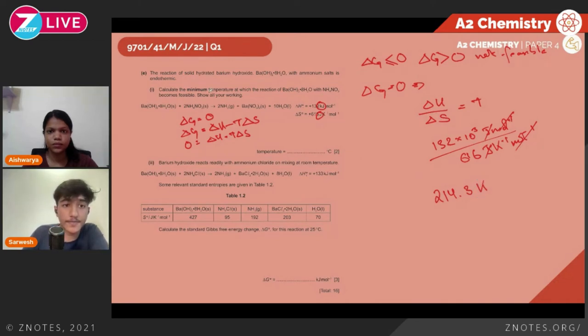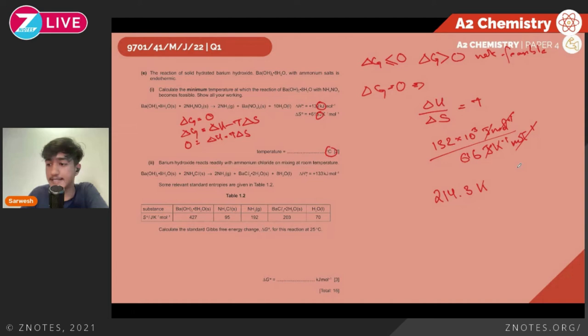So this is the minimum temperature at which the reaction becomes feasible. But you're asked for the answer in degrees Celsius. So subtract 273 Kelvin from the answer, you would end up with negative 58.7 degrees Celsius. So our answer is negative 58.7 degrees Celsius.